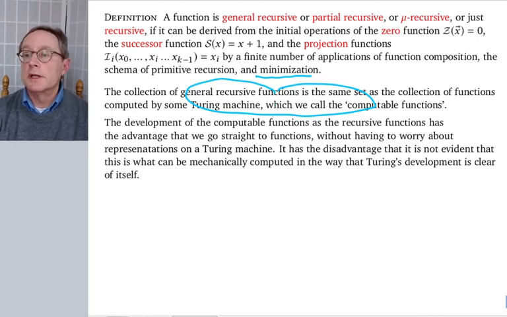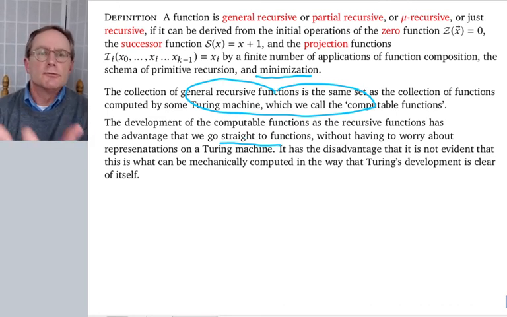Now the development of computable functions has the advantage that we go straight to functions. On a Turing machine, you have to say, well, we'll take all these ones to represent some integer, and then you'll look at the prime factorization of that integer, 2 to the a, 3 to the b, and then we'll take the power, a to the b. None of that nonsense. You just simply compute exponentiation right off. So it's very straightforward here what you mean by the functions that are computable. It's exactly this collection of functions.